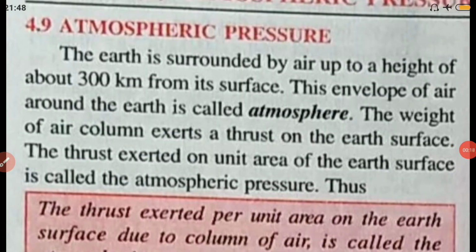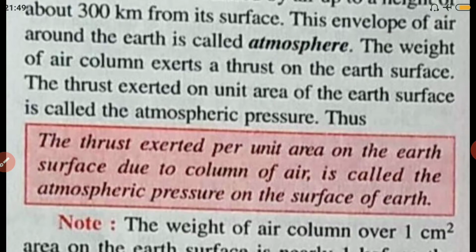Atmospheric pressure. The earth is surrounded by air up to a height of 300 km from its surface. This envelope of air around the earth is called atmosphere. The weight of the air column exerts a thrust on the earth's surface. The thrust exerted on unit area of the earth's surface is called atmospheric pressure. Thus, the thrust exerted per unit area, depending upon the CGS unit or the SI unit which you would like to take, on the earth's surface due to the column of air is called the atmospheric pressure on the surface of earth.